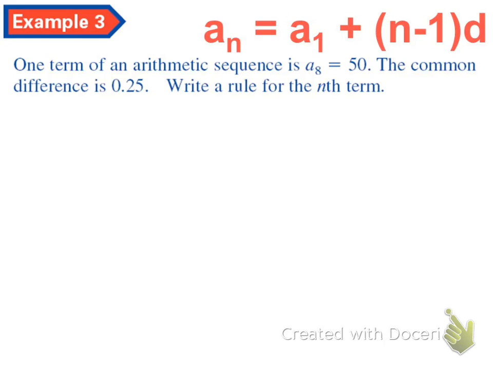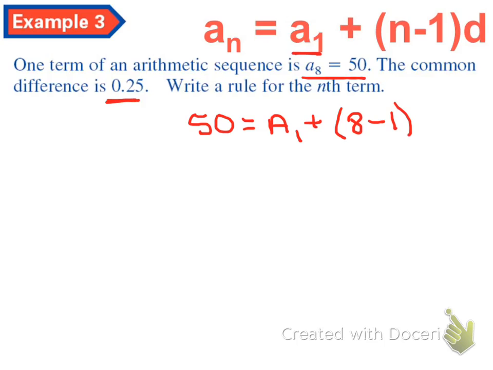The problem is, we don't know the first term. All we know is that the 8th term is equal to 50 and that the common difference is 0.25. So we'll plug this information into our rule. We know that 50 is what the 8th term is. Well, that 50 could be gotten by taking our first term plus the number of term that we were on, which was the 8th term, minus 1, times the common difference, which is 0.25. Well, 8 minus 1 is 7, and then 7 times 0.25 would give us 7/4.